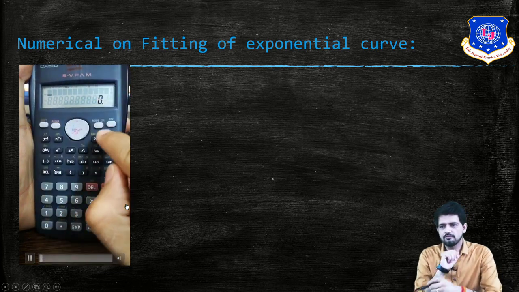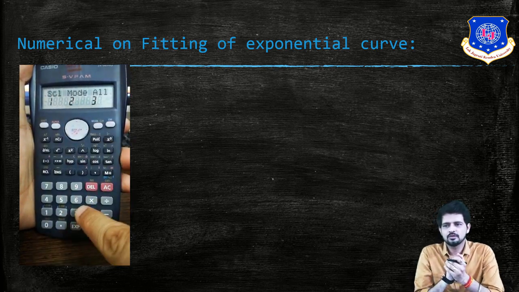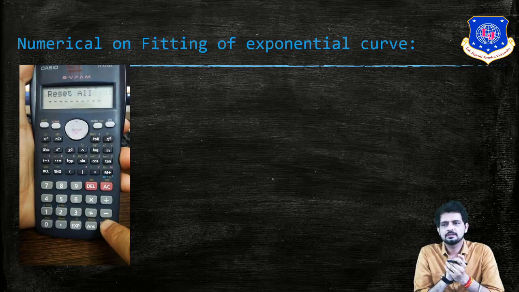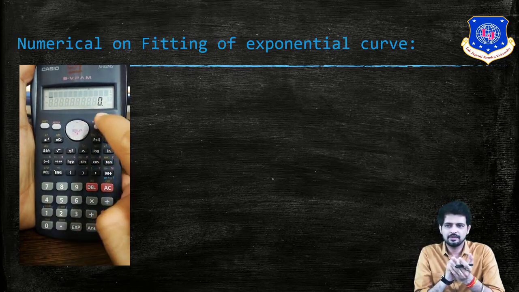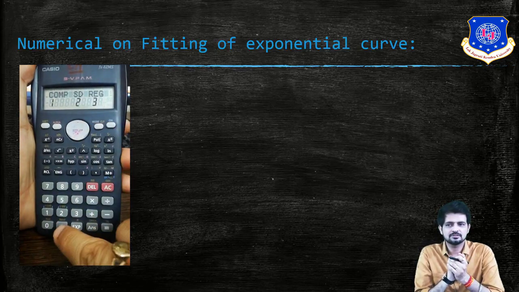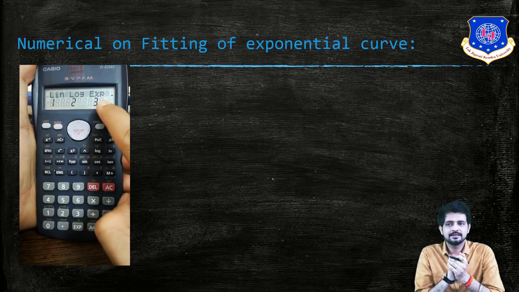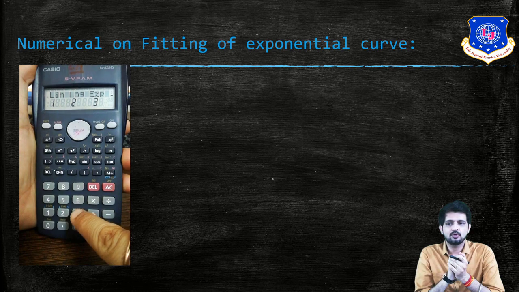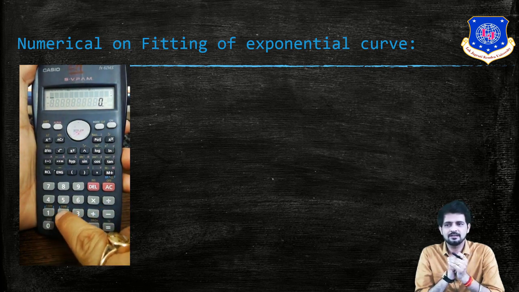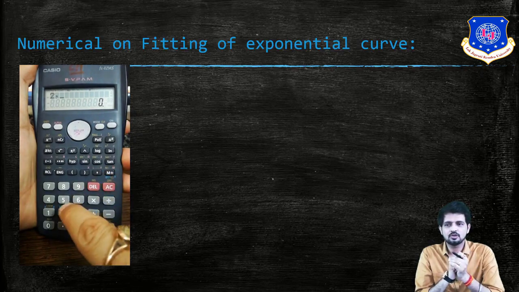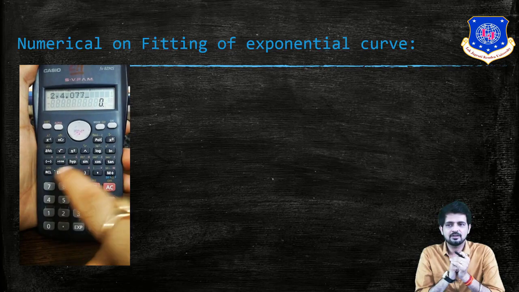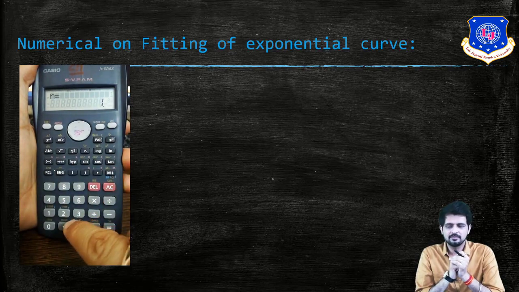Okay, first of all we have to reset the mode. So shift mode 3 equal to, we have reset the whole Calci because we need to take the new values. Then we have selected exponential mode. First of all regression, then exponential mode in that. Then we have to enter the values of x and y. So I am entering the values of x and y on the basis of the given numerical.